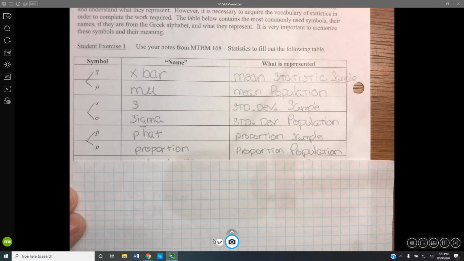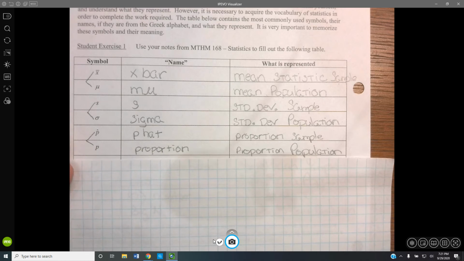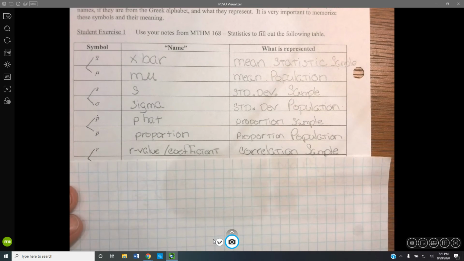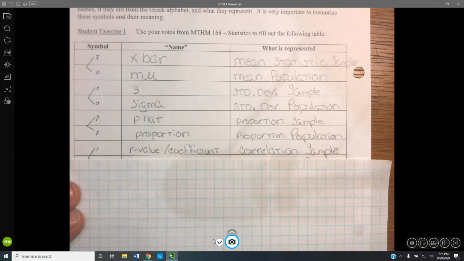Our next one is going to be for two pieces of quantitative data. Two pieces of quantitative data on a sample are going to produce an R value or an R coefficient. An R coefficient is a correlation for a sample. We've done this before in the calculator when we ran a plus bx, and we calculated the slope and the y-intercept, and we also got an R value. The R value is the correlation coefficient. So any of those words, R value, correlation coefficient, R goes with a sample.